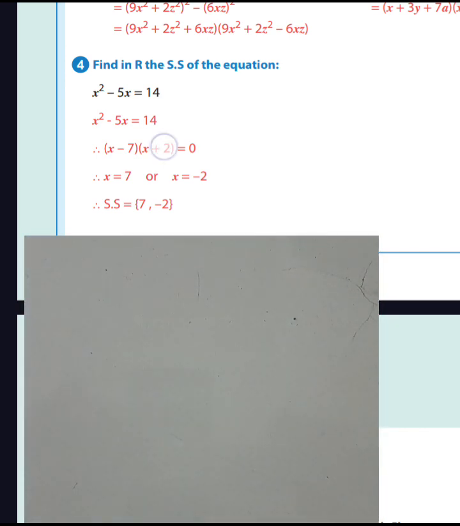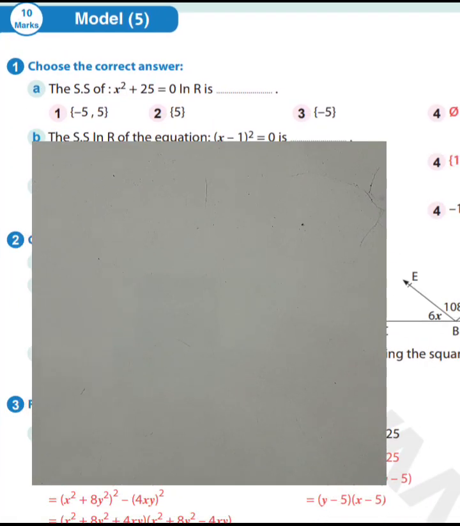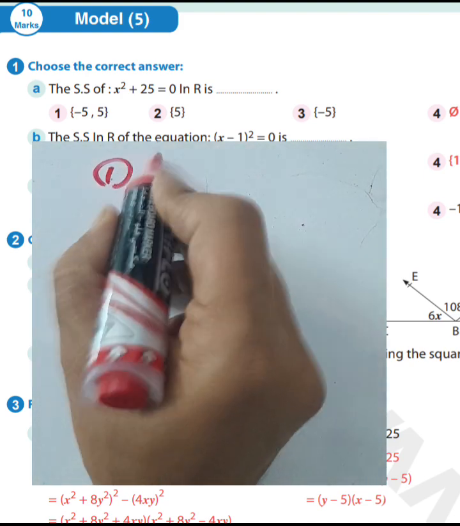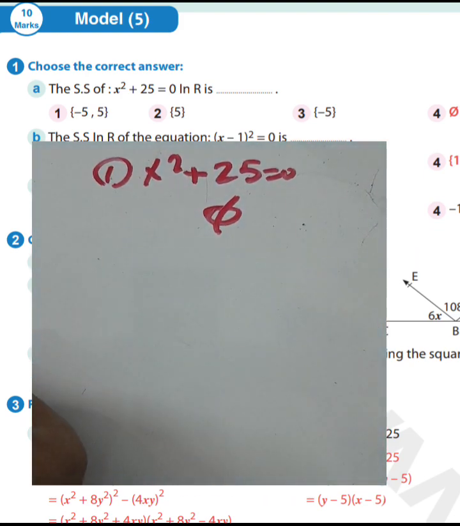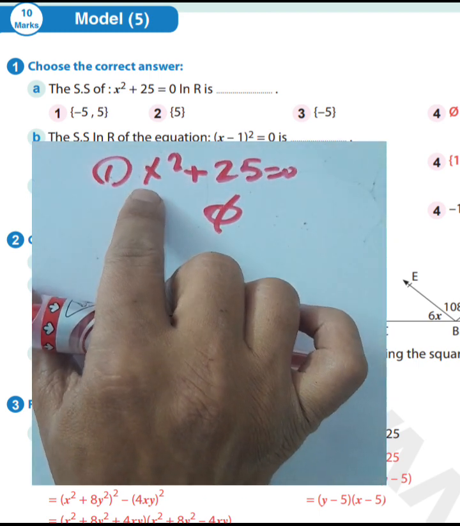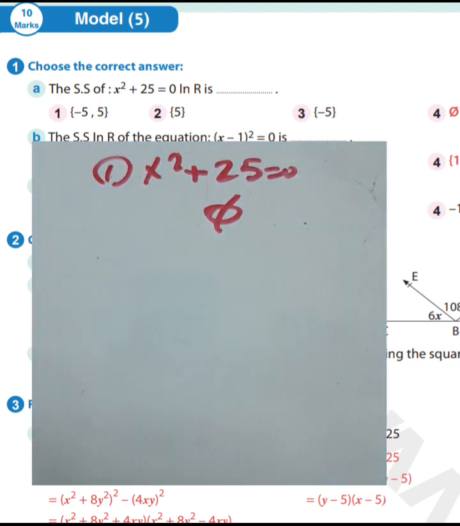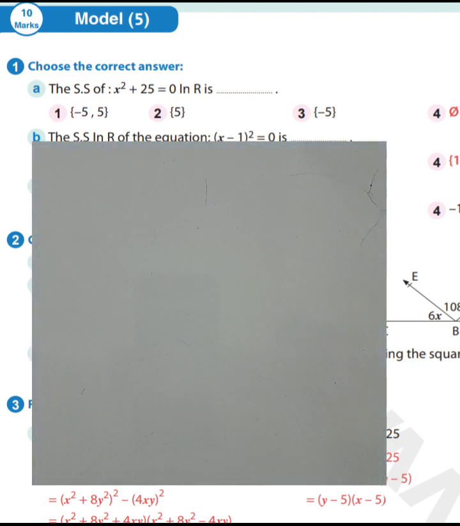Model number 5. Number 1, the solution set of the equation x power 2 plus 25 equals 0, it will be the null set phi, because we haven't a number whose product by itself plus 25 equals 0, it's impossible. Okay, the solution set will be the null set phi.